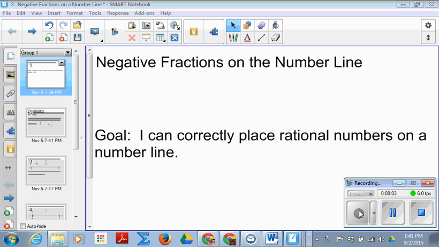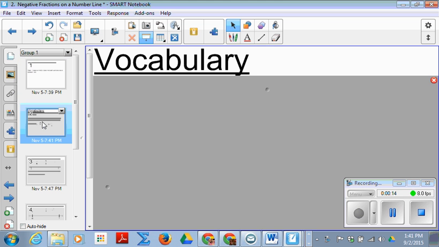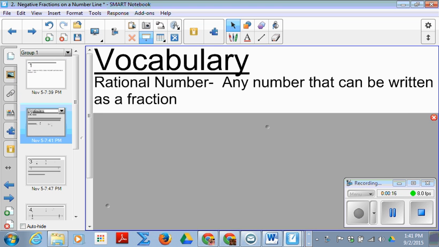In this lesson, we look at negative fractions and where they fall on a number line. We will begin operating with negative fractions after today, but for now, we're just going to place them on a number line. So a little vocab, a rational number.